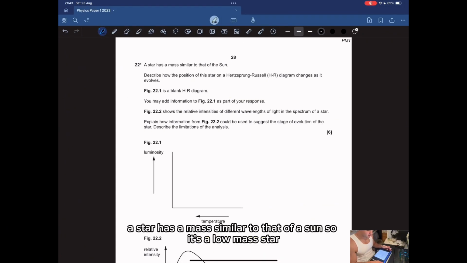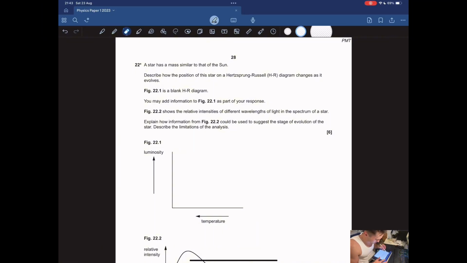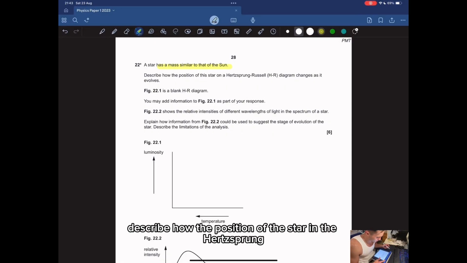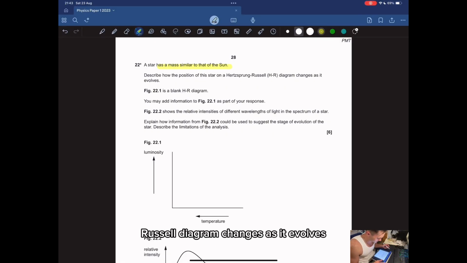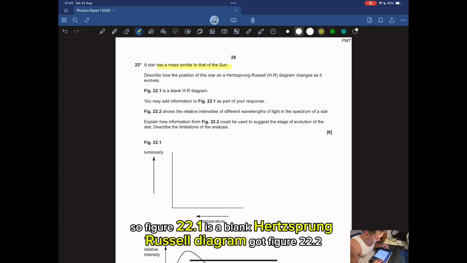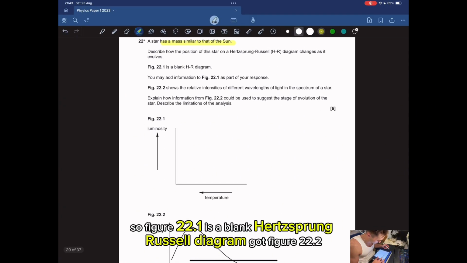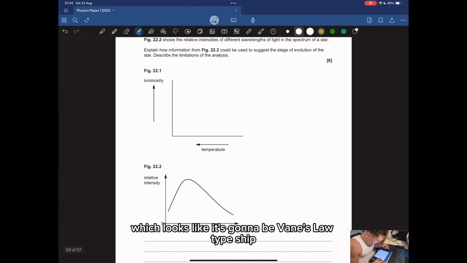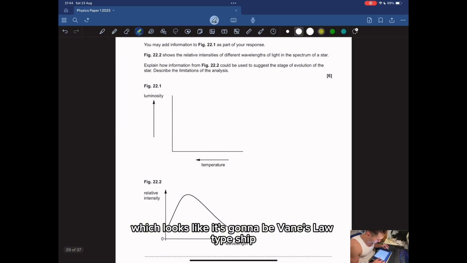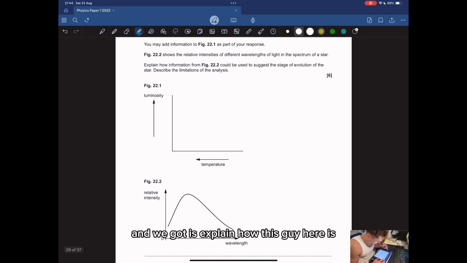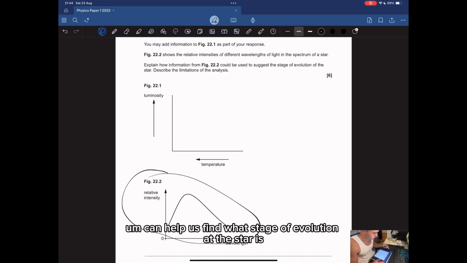Question 22. A star has a mass similar to that of the Sun. So it's a low mass star. Describe how the position of the star in the Hertzsprung-Russell diagram changes as it evolves. So figure 22.1 is a blank Hertzsprung-Russell diagram. We've got figure 22.2, which looks like it's going to be Wien's law type stuff. And we've got to explain how this can help us find what stage of evolution the star is at.